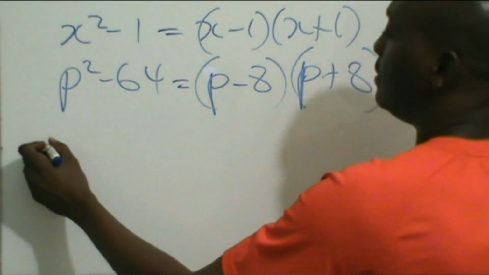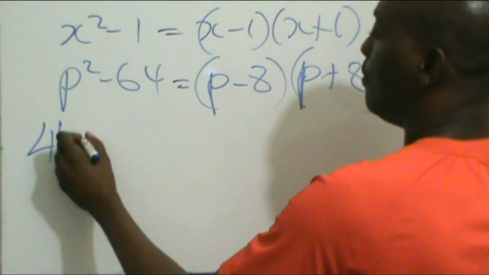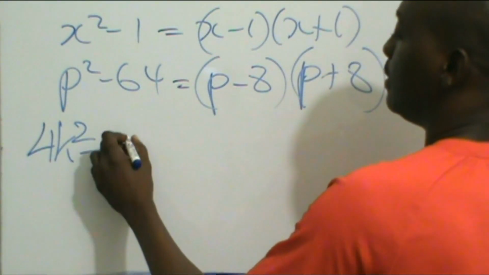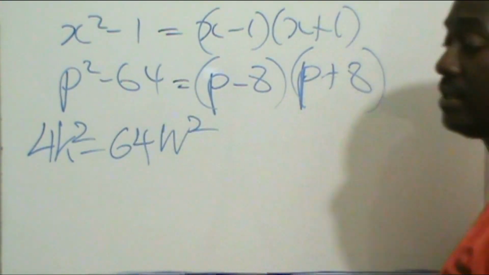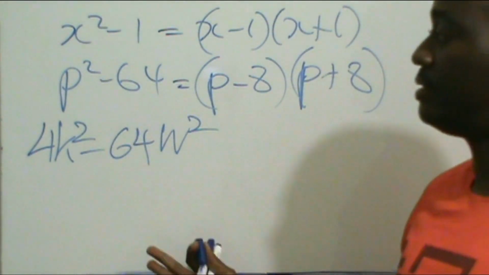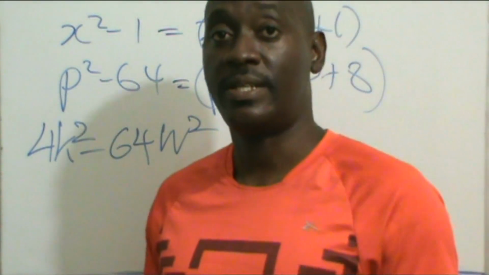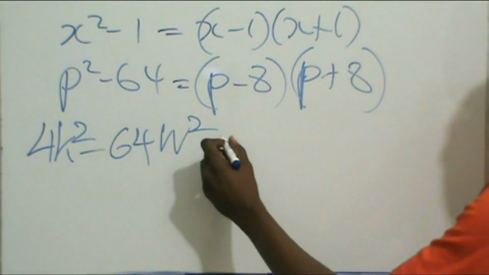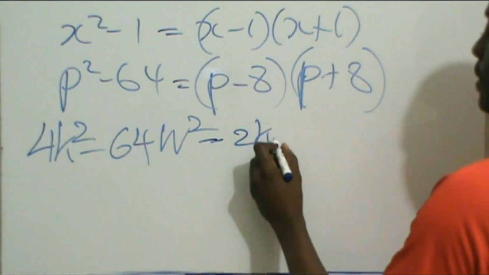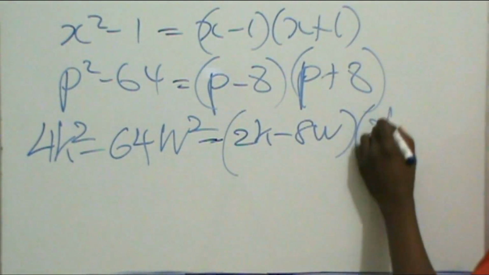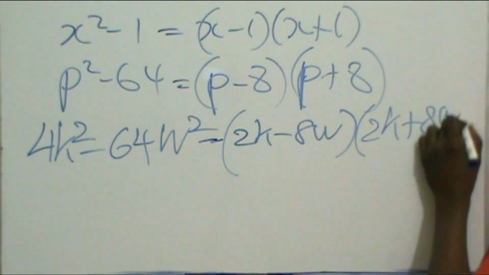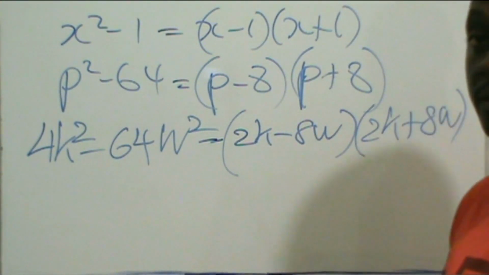If I have, let us say, 4k squared minus 64w squared, right? Look at this. Same difference of two squares, right? This will be equal to 2k minus 8w and 2k plus 8w, right?